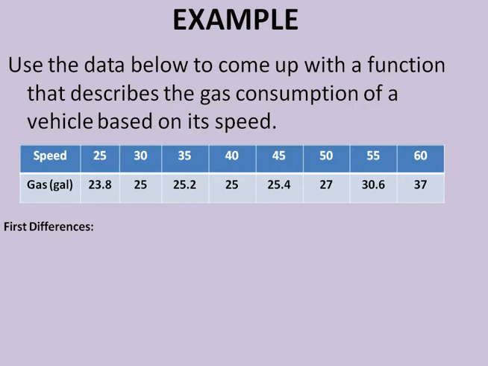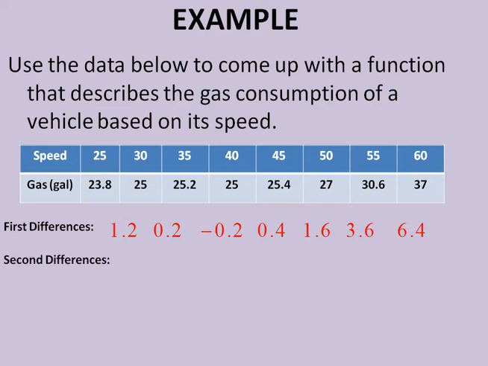So we'll say 25 minus 23.8, that's 1.2. 25.2 minus 25 is 0.2. 25 minus 25.2 would be negative 0.2. 25.4 minus 25 would be 0.4. 27 minus 25.4 would be 1.6. 30.6 minus 27 is 3.6. And 37 minus 30.6 would be 6.4. So those are the first differences for this set of data, and we can see that we do not have any constant differences.